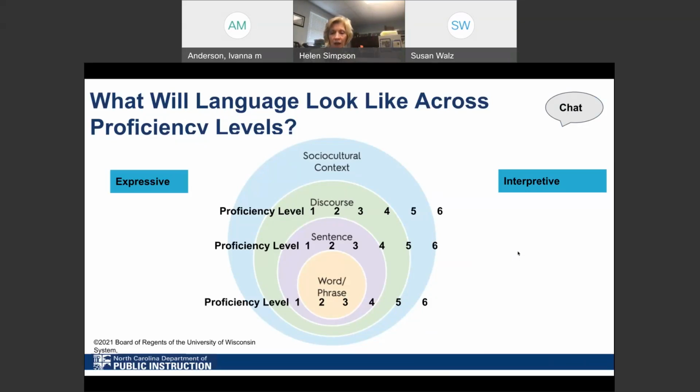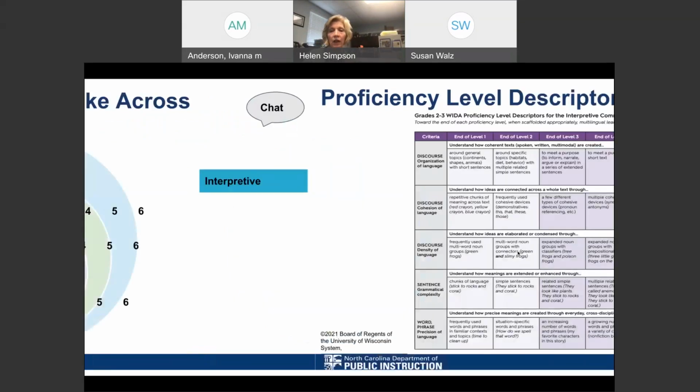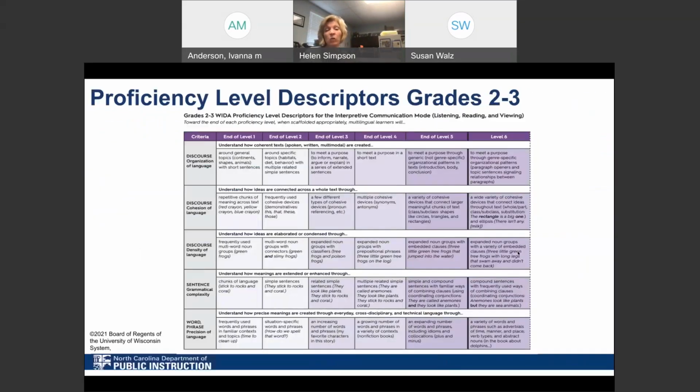Good deal. Okay. So let's take a look at what the proficiency level descriptors look like for a grade band. If you'll notice, the bottom row refers to word or phrase level, and this is for grade band 2 through 3. So they're descriptions of what sample language would look like at the word level for proficiency levels 1 through 6. WIDA also uses the sentence level. And then, if you'll notice, there are 3 rows for the discourse level.